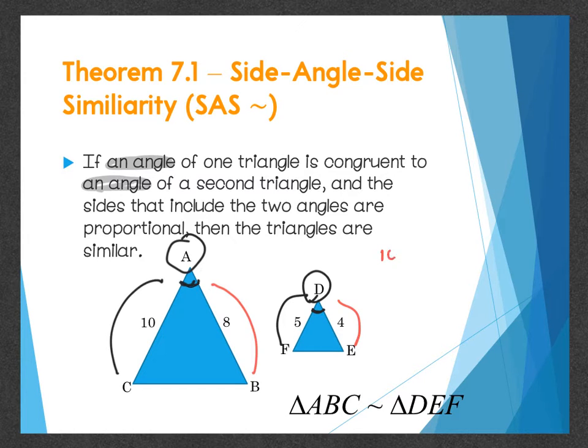So does 10 to 5 equal 8 to 4? What happens when you reduce both of those? They do, right? It's 2 to 1 and 2 to 1. So because those are both the same and the angle is marked the same, then I can say the triangles are similar, and the reason is either write out side, angle, side similarity, or use your shortcut, SAS with that little squiggle, which means similarity.